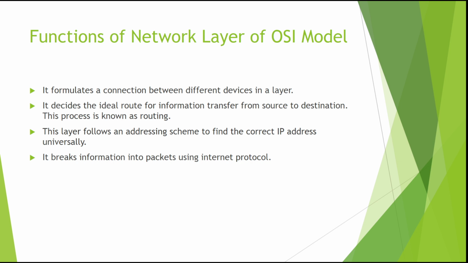We have the network layer, which formulates connections between different devices in the layer and decides the route the information can take. Should it go through the cable channel? Should it go through a wireless channel? What basic options are there? This layer does routing using the IP addresses, and it breaks information into small packets that can be sent. So we see this layer deals with knowing the specific IP address.